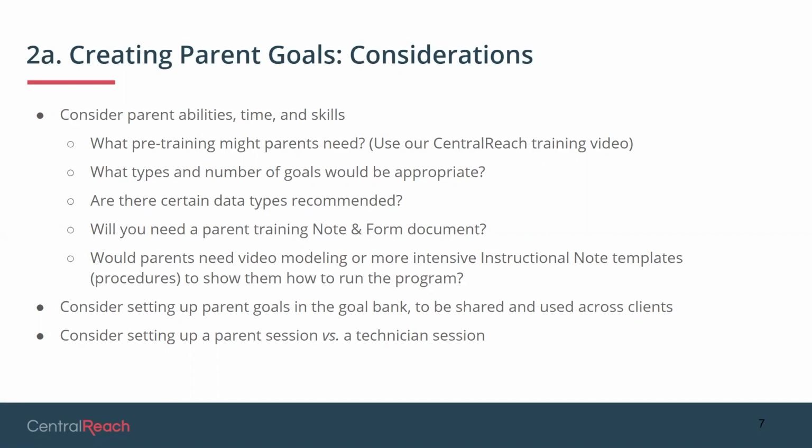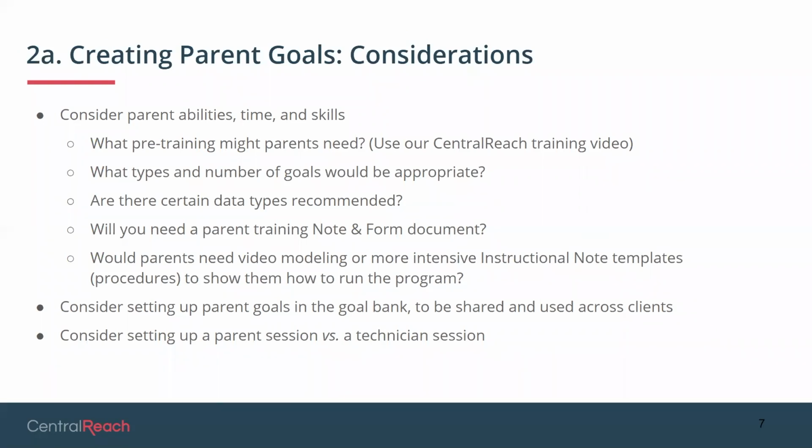Some other things to think about are what types of goals and how many goals do you want them to have access to? What would be appropriate for them? Technicians, it's their job to go into work every day and provide that type of care. Our parents are busy. They have their own jobs. They might have other kids. They have house cleaning tasks that they have to take care of themselves.